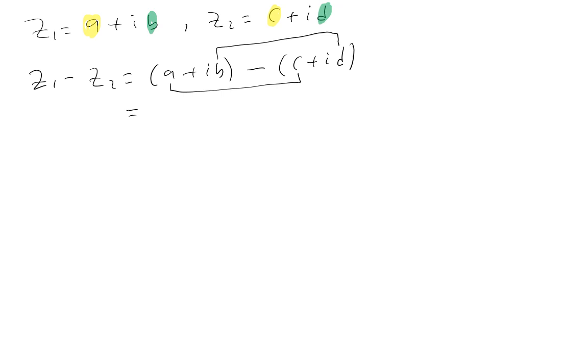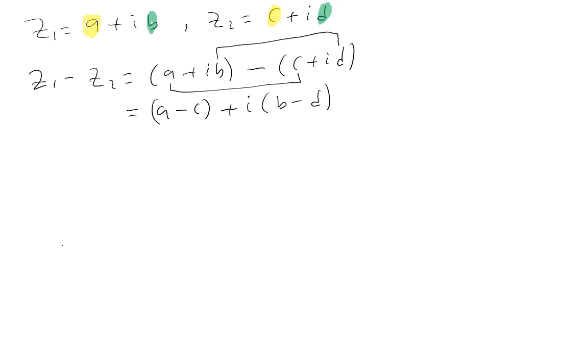So the real part of z1 minus the real part of z2, that is a minus c. Then we add plus i. Then we say b minus d. So we subtract the imaginary parts.